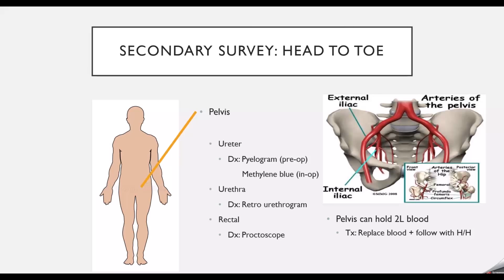You're going to want to replace the blood. You're going to embolize any of the arteries that have a cut in them, and you're going to want to follow with serial H and H's. This is hemoglobin and hematocrit.